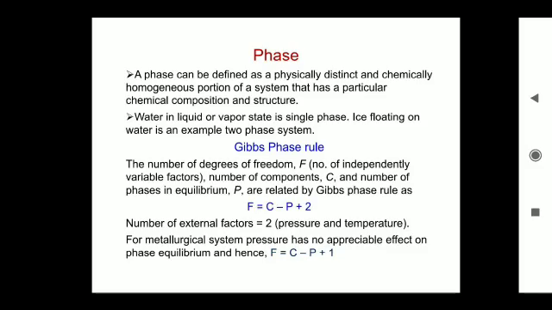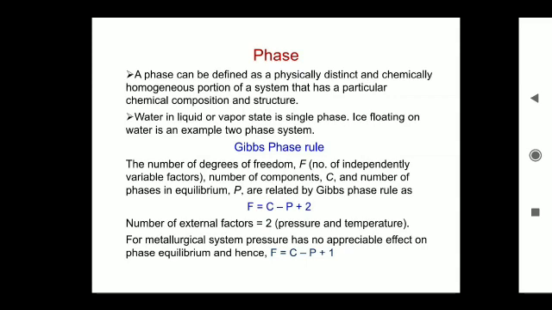Phase. A phase is defined as a physically distinct and chemically homogeneous portion of a system that has a particular chemical composition and structure. These systems are homogeneous in nature but physically appear different. They are chemically homogeneous. Physically distinct means they are separated by boundaries, which decide the phases.